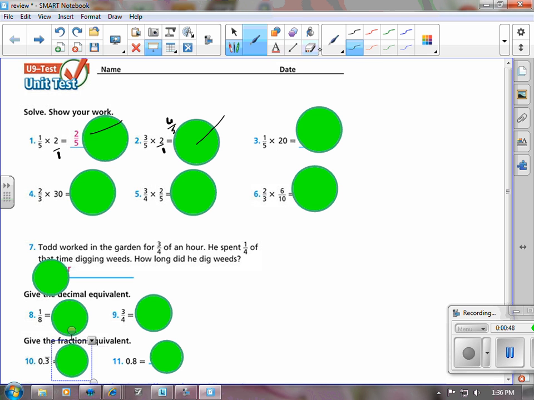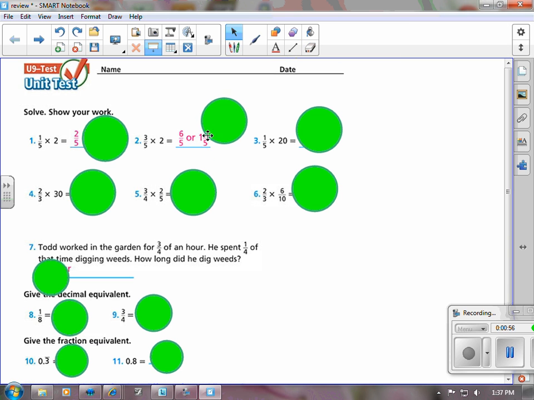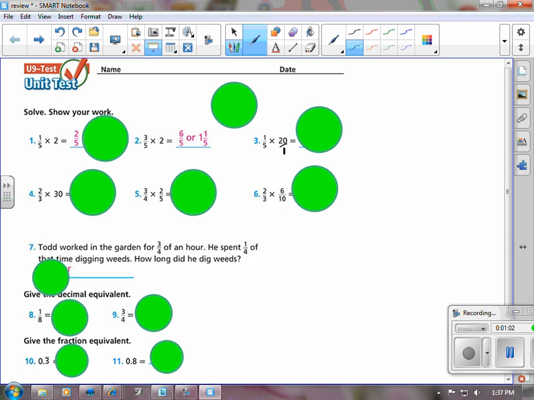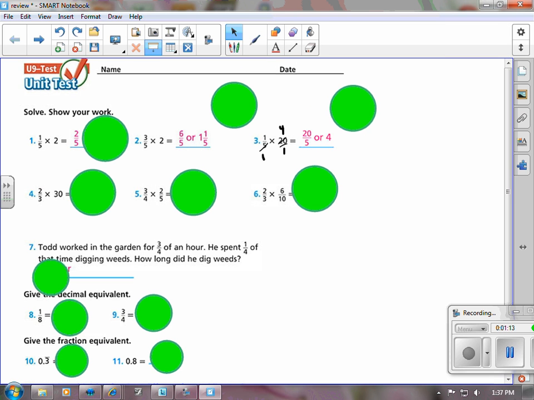Okay, so 5, 6, simplify. Okay, same on this next one. Put it over 1. I could simplify, make this a 1. 5 goes into 20 4 times, and then go across. Or I could have just multiplied across, either way.